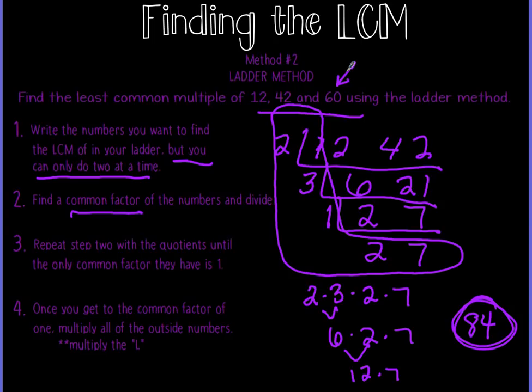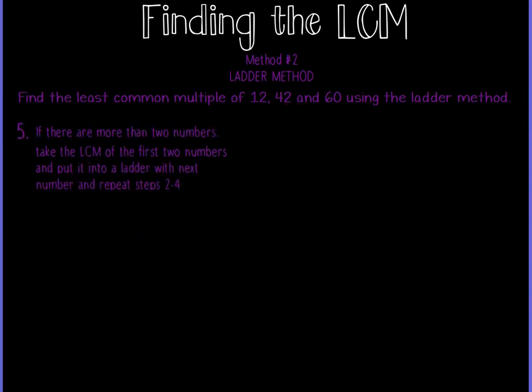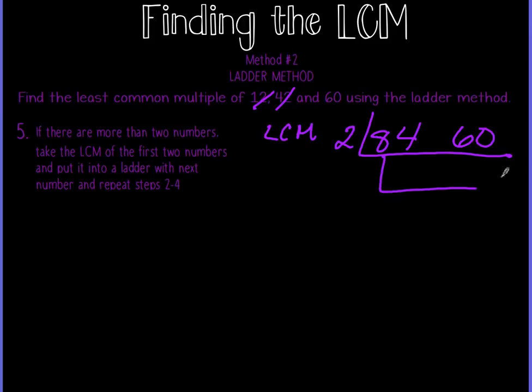However, I still have that 60 that I need to work with. So now I've done the 12 and I've done the 42, and I found the LCM was 84. So now I put 84 and 60 in a ladder together. I know that both of them are divisible by 2. And I get 42.